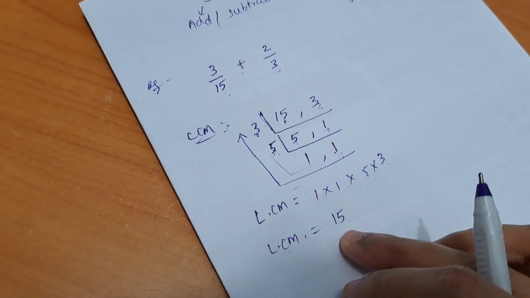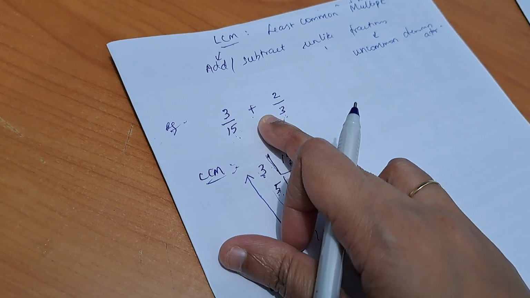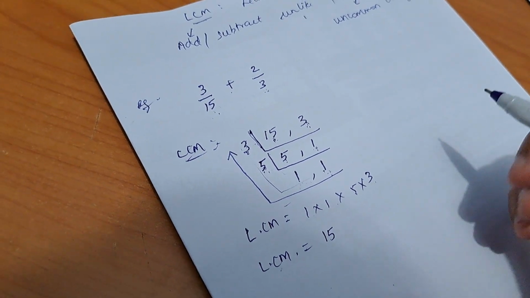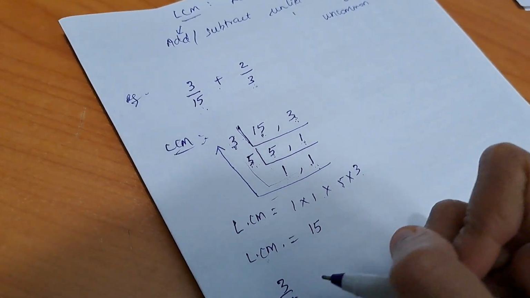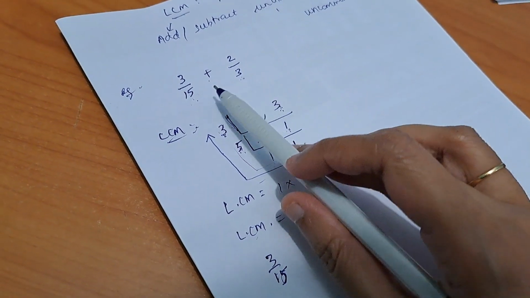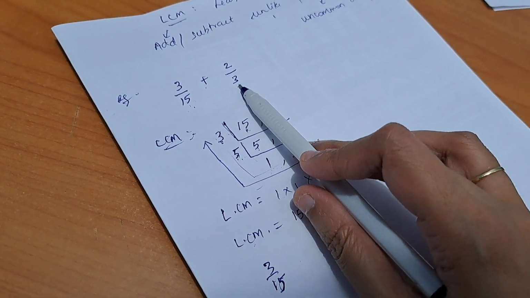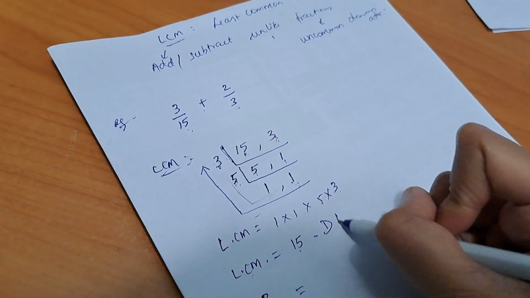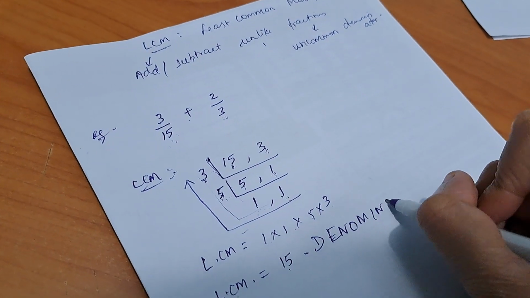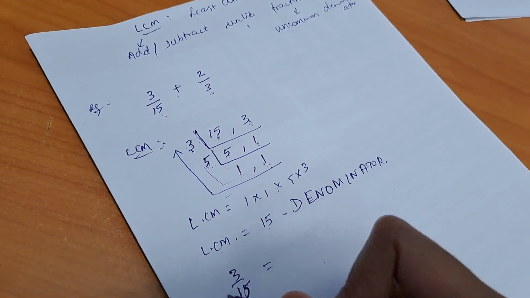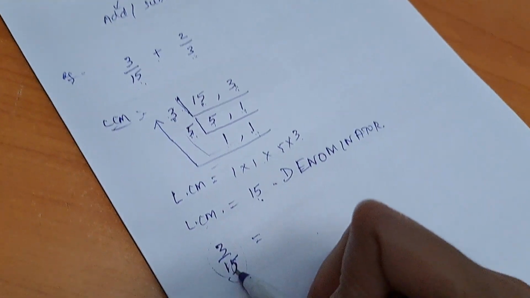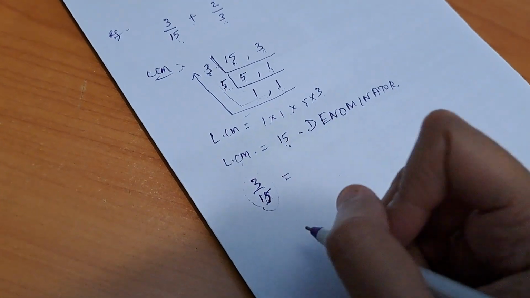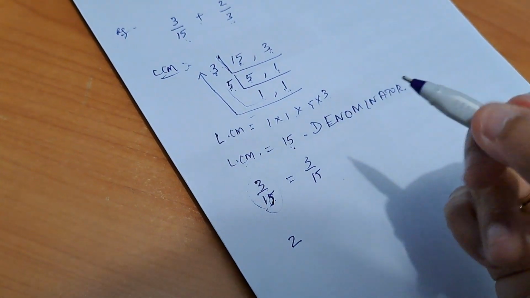So how will I use this LCM in performing my addition of fractions? LCM means least common multiple. For 3 by 15 and 2 by 3, I need a common denominator, a like fraction, to do the addition. So the LCM which you found will be the denominator. Do I need to convert anything? My denominator is already 15 here, so I can leave it untouched. 3 by 15 can stay as 3 by 15.